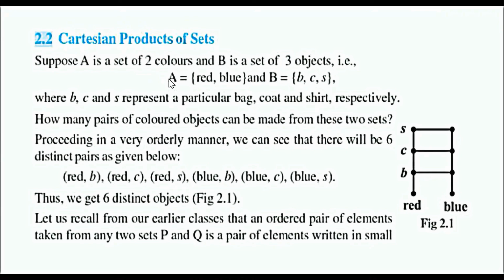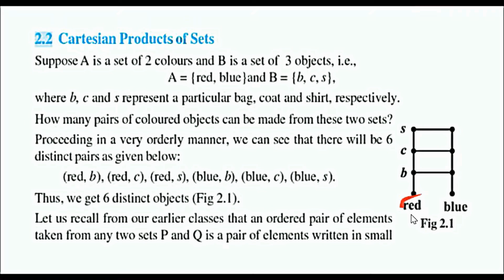So first of all, let us take set A. By the first chapter you are aware what exactly this is, a set, and how it is written. So there are two sets. Say the first set is the set of colors. The second set is the set of objects. These objects are B, C, S, where B stands for bag, C stands for coat, and S stands for shirt. So a bag can be red, a coat can be red, and all combinations are possible. So the number of combinations which are possible is the Cartesian product of two sets.